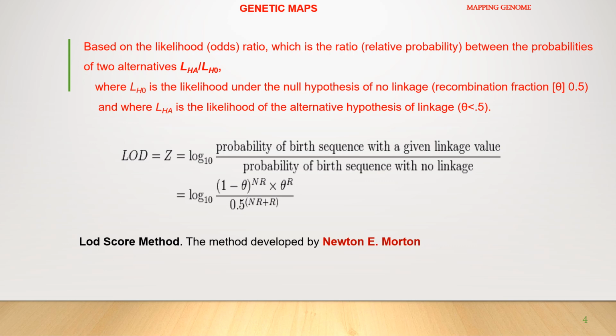Then an alternative hypothesis HA is made stating that linkage occurs between two genes. In such a case, theta is less than 0.5. Then the LOD score is the logarithm of the ratio of the probability of birth sequences with a given linkage value to the probability of birth sequences with no linkage value.